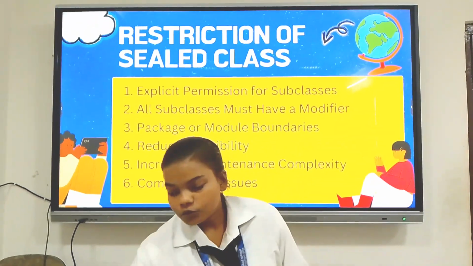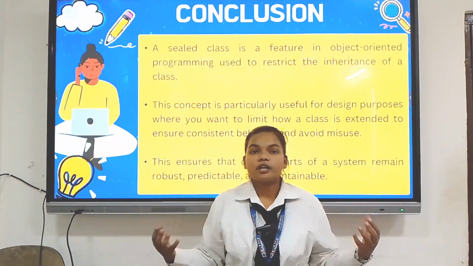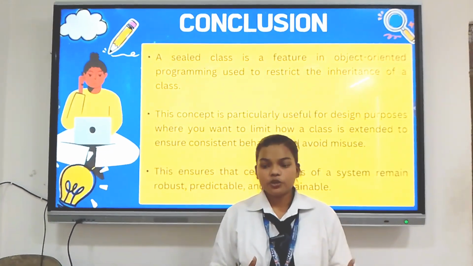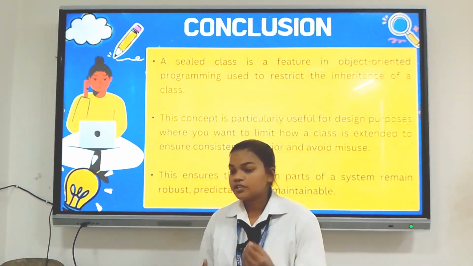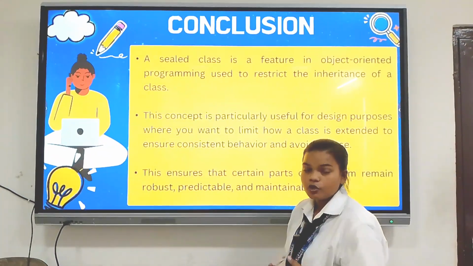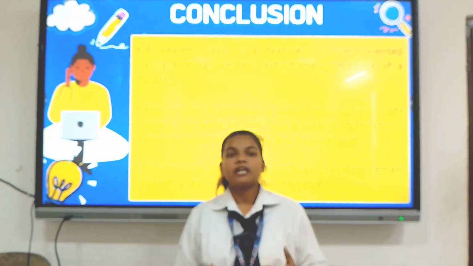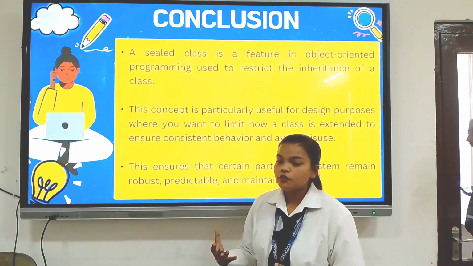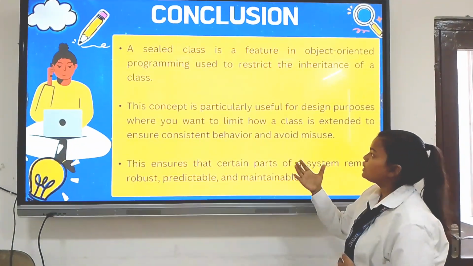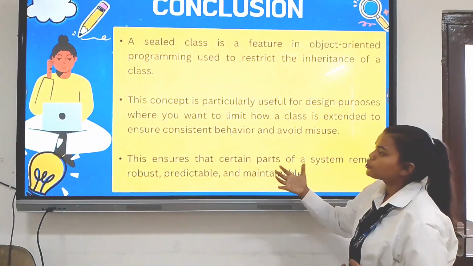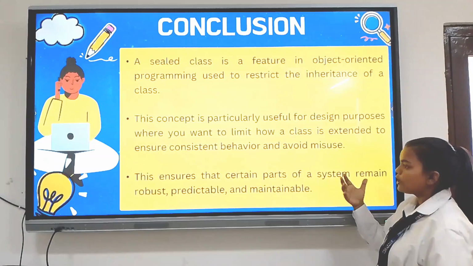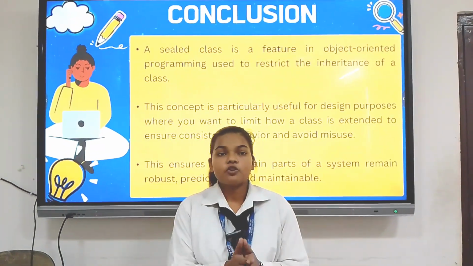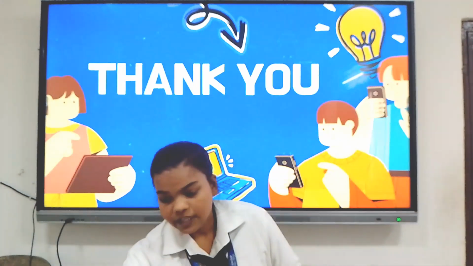Now we will turn to the conclusion part. What have we learned from all this? We have learned that sealed class is a feature of object-oriented programming that is used to restrict the inheritance of a class. It was a preview feature in Java 15 but became a permanent feature in Java 17. This concept is particularly useful for design purposes where you want to limit how a class is extended to ensure consistent behavior and avoid misuse, and it ensures that certain parts of a system remain robust, predictable and maintainable.